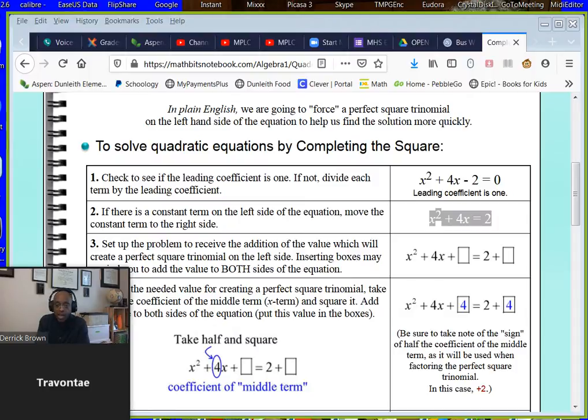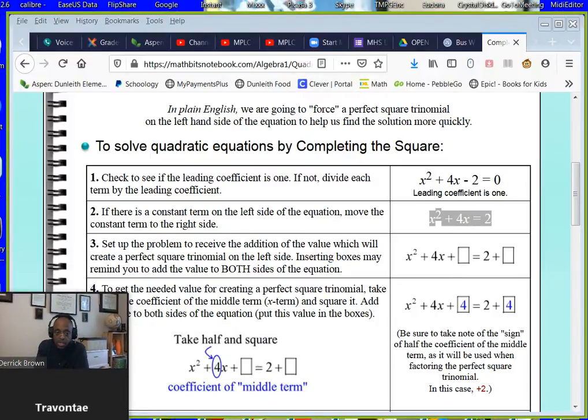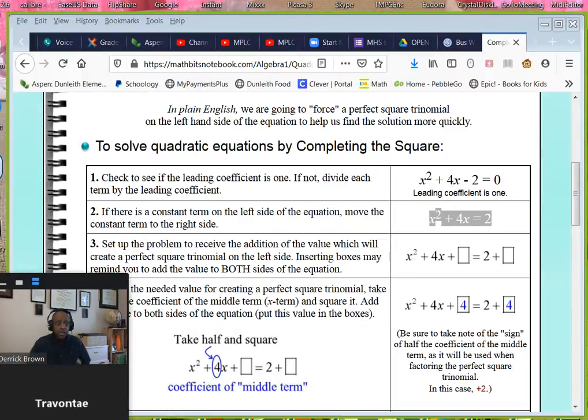All right, so let's go to the next rule. We're going to add something now to both sides of the equation that will give us the numbers that we need to solve this equation a little easier. Are you with me? All right. So let's read all of what it's saying here. You want to set up the problem to add a value that will make a perfect square trinomial on the left side. Now, here's where I have to ask you if you remember what a perfect square trinomial is.